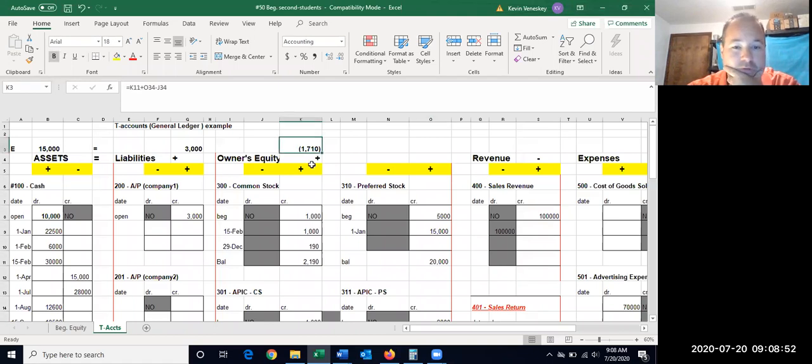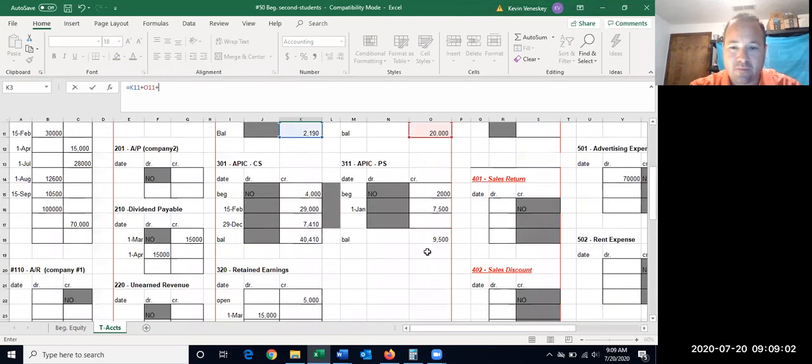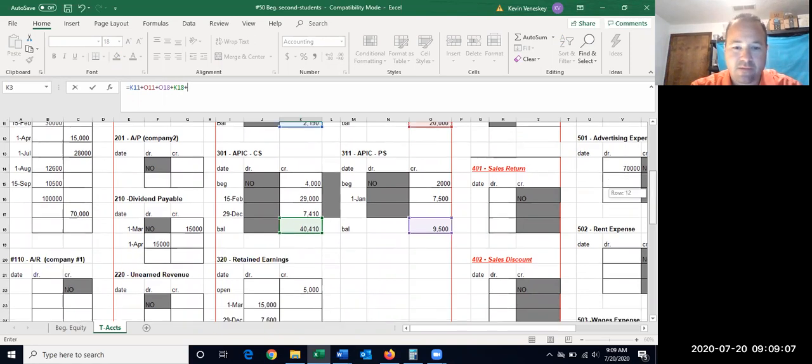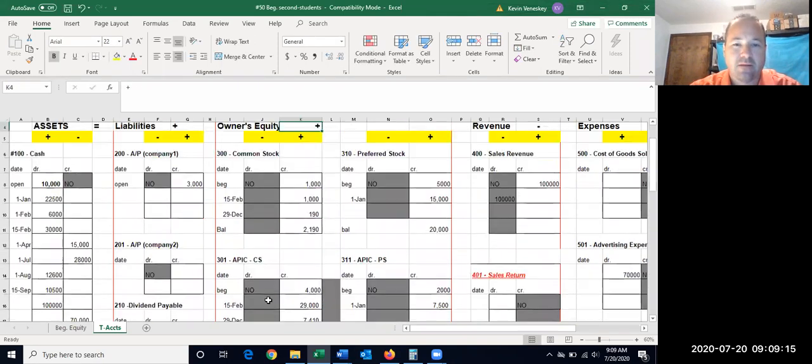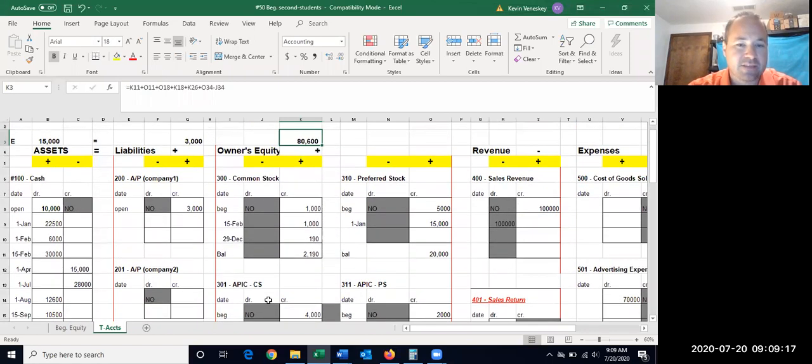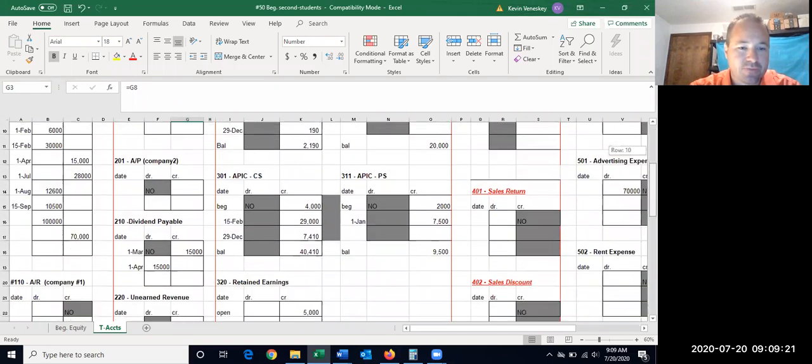Okay, oh, I didn't add up everything for whatever reason. All right, let's try this again real quick. We got the 2190 plus the 20,000 plus this guy plus this guy plus the retained earnings plus the additional paid in capital for treasury minus the actual treasury. 80,600. My liabilities, they didn't change.